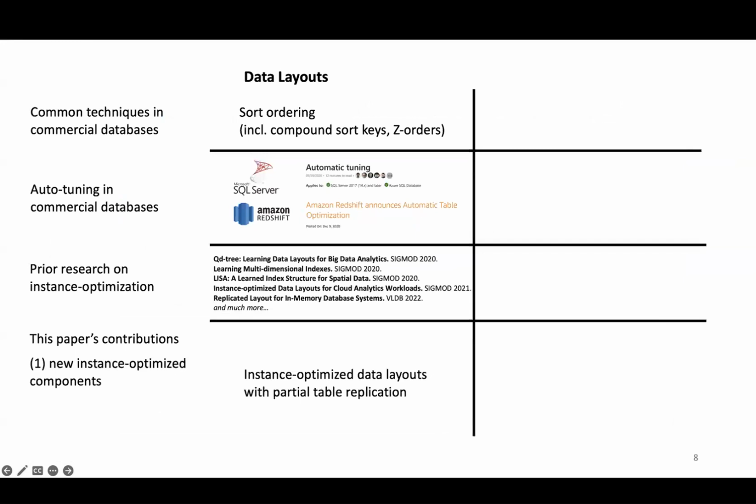So besides Flood, there's been a lot of prior research on instance-optimized data layouts in our community. And our paper presents a new instance-optimized data layout technique. The key idea is that instead of optimizing the layout of the original table, we create multiple partial replicas of the table and optimize the layout of each partial replica for a different subset of the workload. Then at runtime, queries are routed to the replica that would minimize scanning. Now, for the sake of time, I won't go into further detail about our replicated data layouts during this talk.